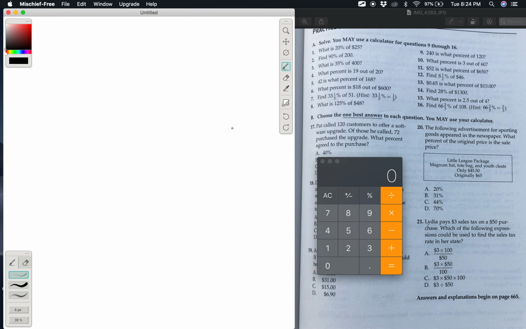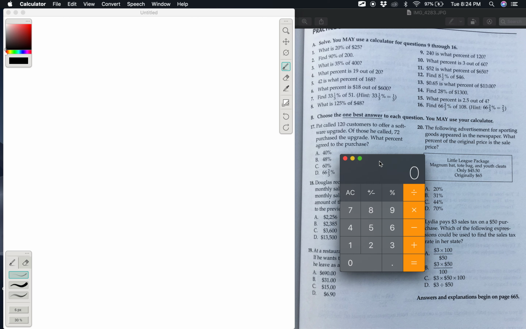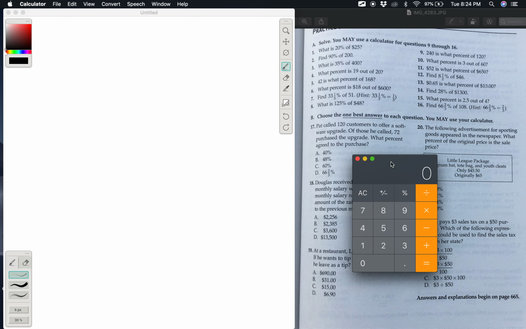Now, number 4, what percent is 19 out of 20? Okay, they changed it up a little bit. So, let's see. This one here, this is where the rate would go. We'll shade it out.